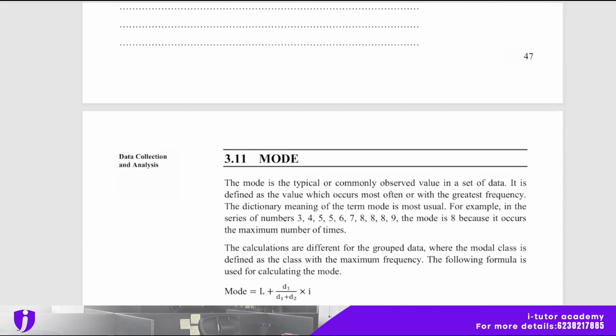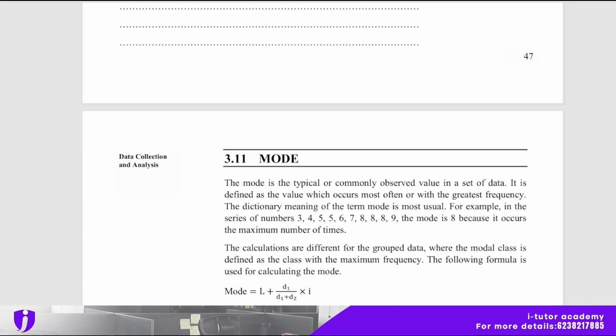And the next one is mode. The mode is the typical or commonly observed value in a set of data. It is defined as the value which occurs most often or with the greatest frequency. The dictionary meaning of the term mode is most usual. For example, in the series of numbers 3, 4, 5, 5, 6, 7, 8, and 9, the mode is 5 because it occurs the maximum number of times. So the value occurring more times is the mode.